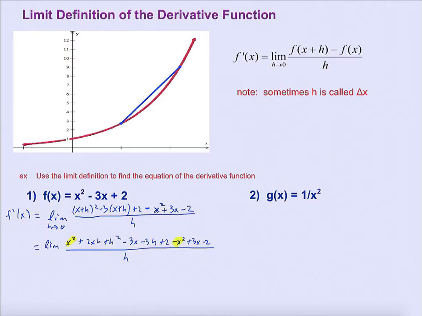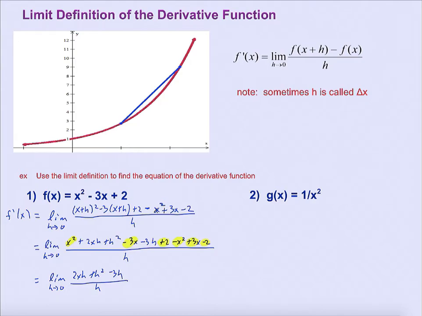The negative 3x and plus 3x cancel out. The plus 2 and the minus 2 cancel out. So if I rewrite it with all of those terms just completely ignored, it's 2xh plus h squared minus 3h over h as h approaches 0.